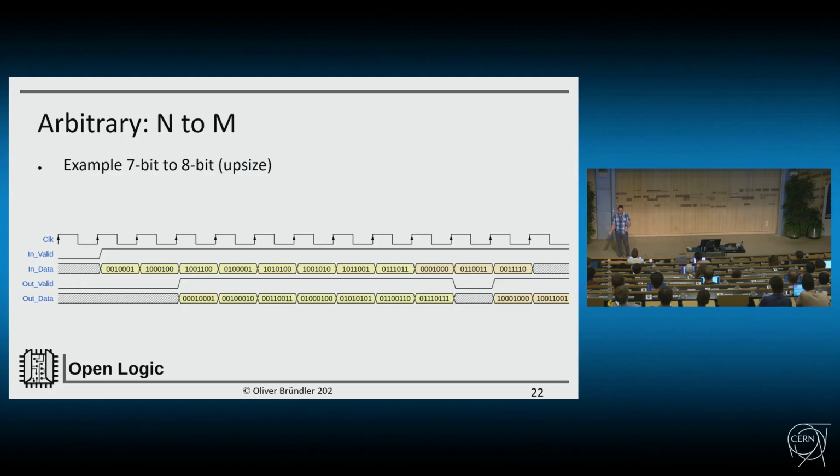And the very same arbitrary width conversion you can also use in the other direction, of course. For example, for 7 to 8-bit, same game. Just there you have the gaps in the data on the output side, and the valid goes low for a clock cycle once there is a gap in the data.